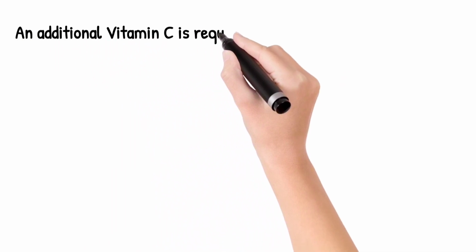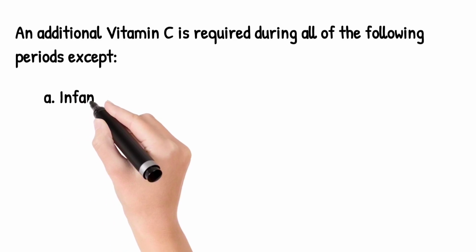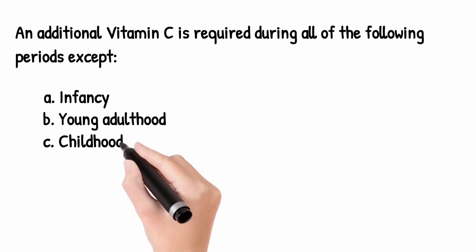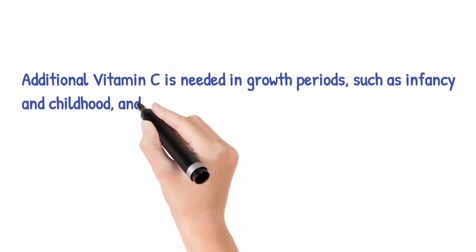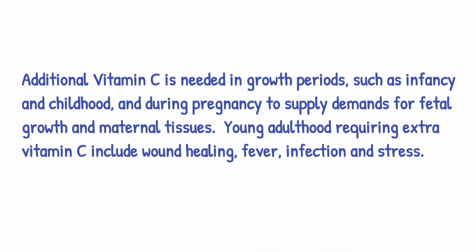In addition, vitamin C is required during all of the following except: option A, infancy; option B, young adulthood; option C, childhood; option D, pregnancy. The answer is option B, young adulthood. Additional vitamin C is needed in growth periods such as infancy and childhood, and during pregnancy to supply demand for fetal growth and maternal tissues. Young adulthood requiring extra vitamin C include wound healing, fever, infection and stress.